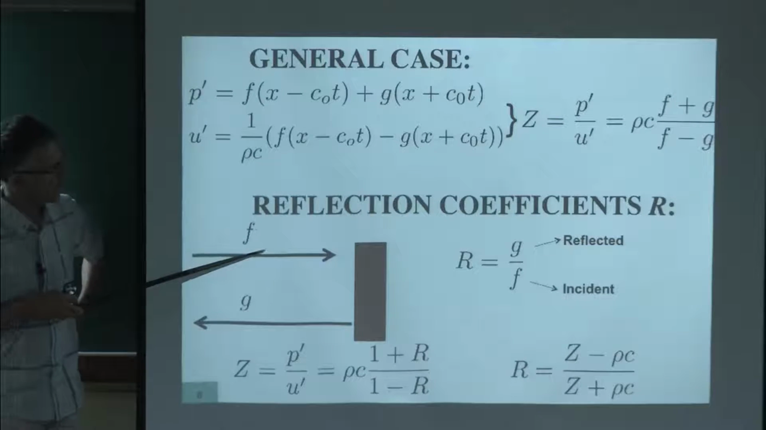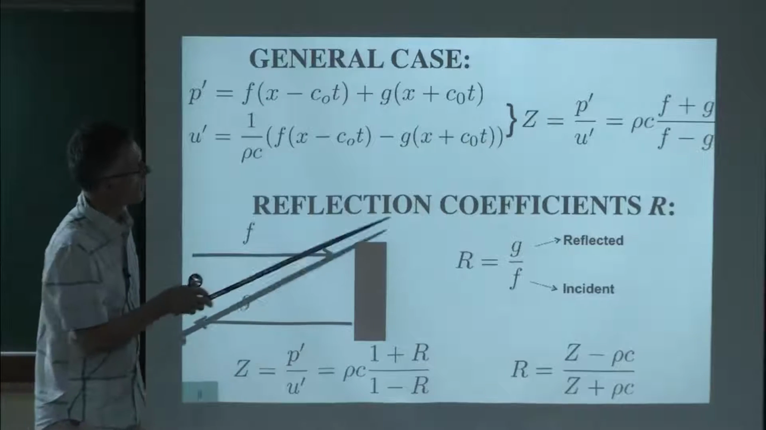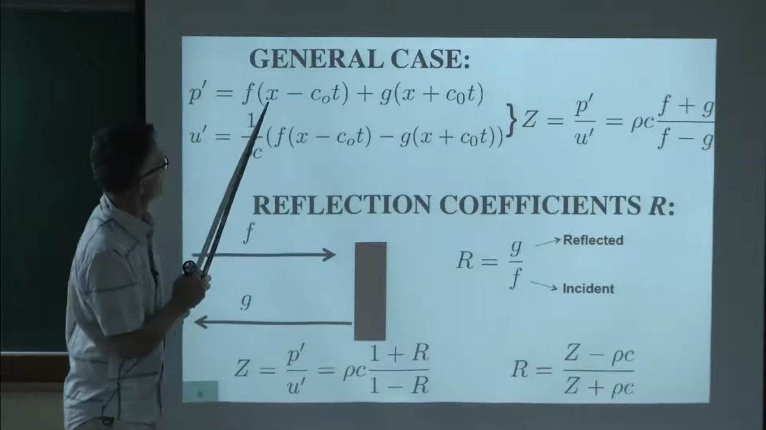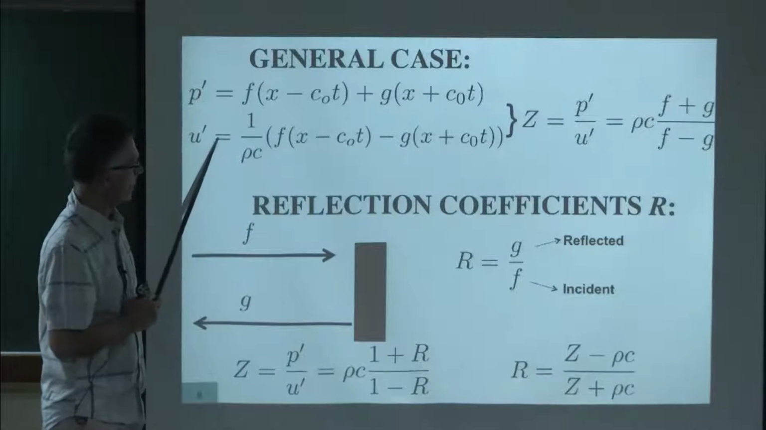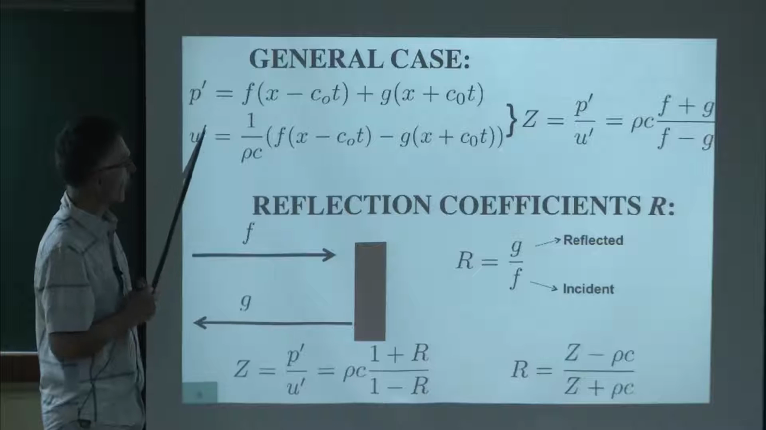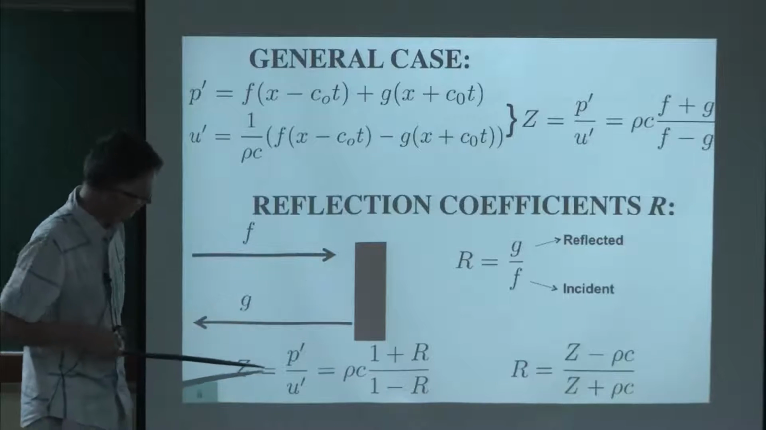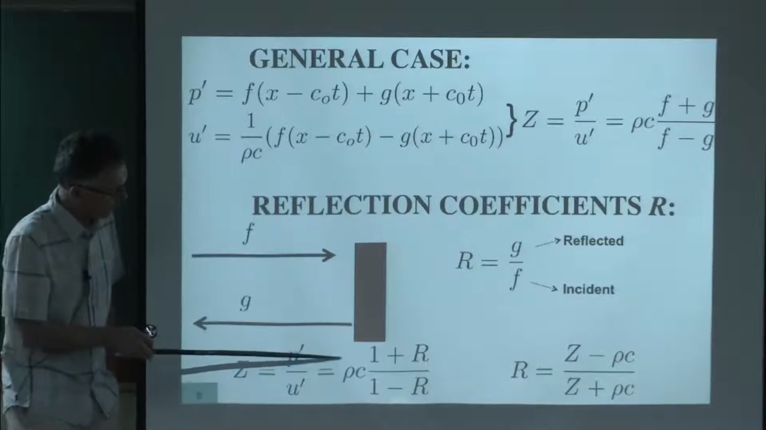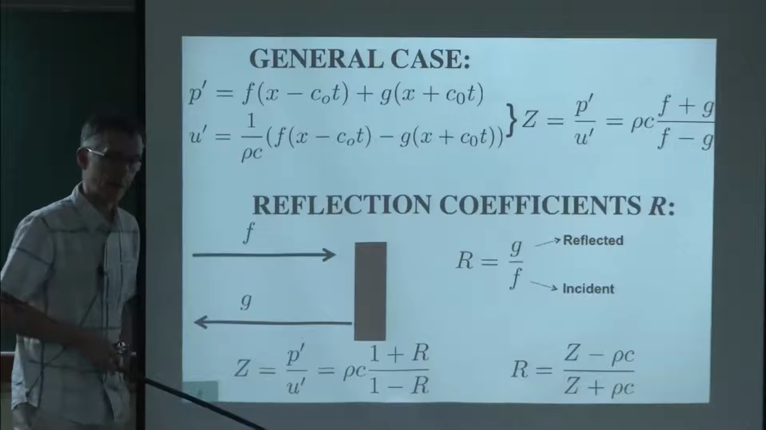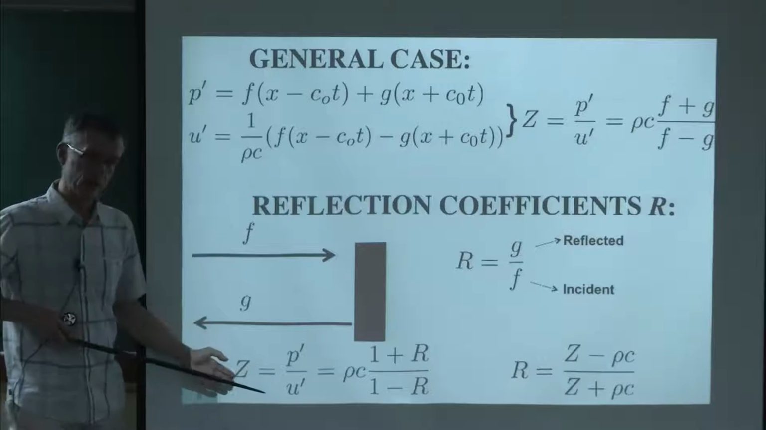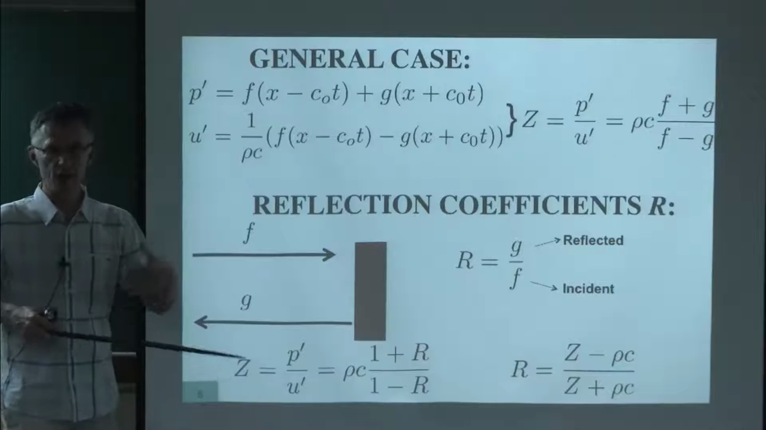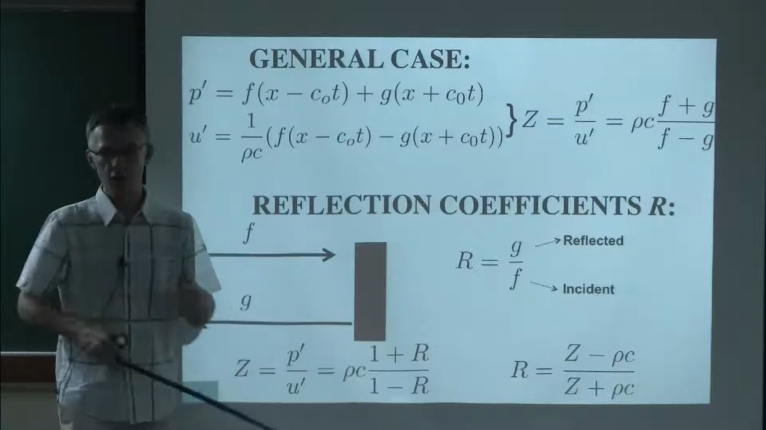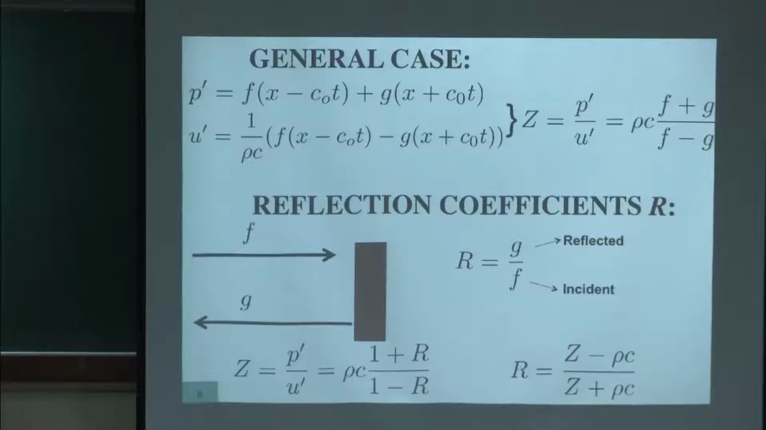Since the reflected wave F is equal to p prime plus rho c u prime, and the reflected one is p prime minus rho c u prime, you can prove easily that the impedance is rho c (1 plus R) divided by (1 minus R). So giving the impedance of a surface is the same as giving the reflection coefficient of this surface. And you're going to need them when we do flames.